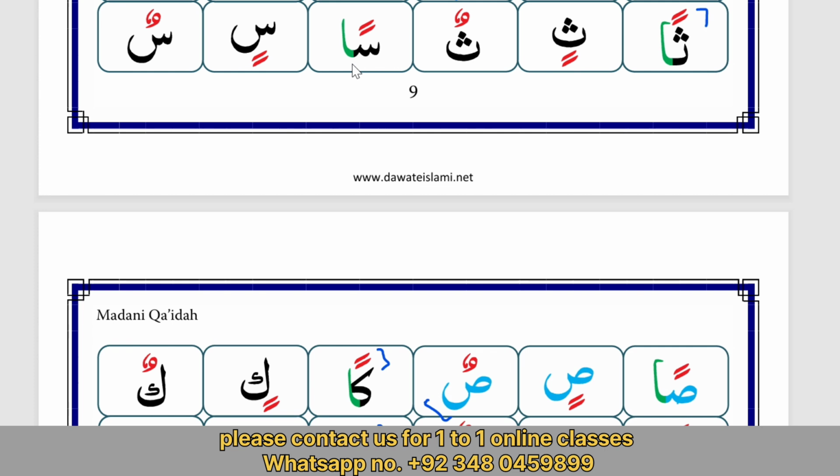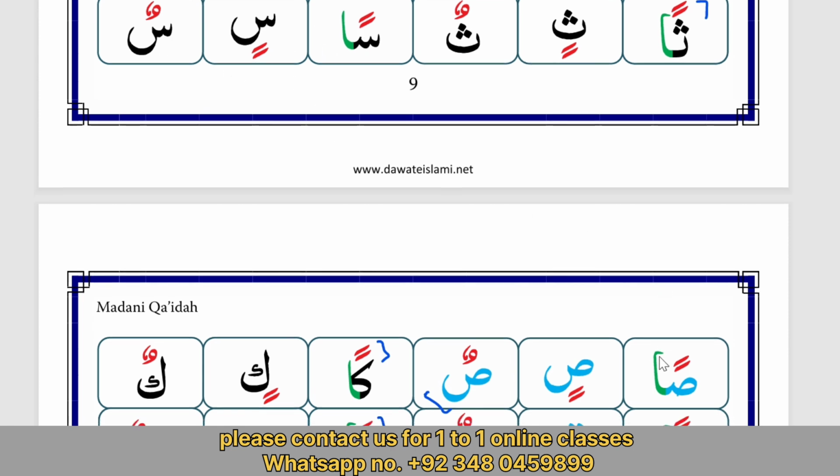Sin, do zabar, san. Sin, do zer, sin. Sin, do pesh, sun. San, sin, sun. Sin will be pronounced with whistle because sin is from superior letters.